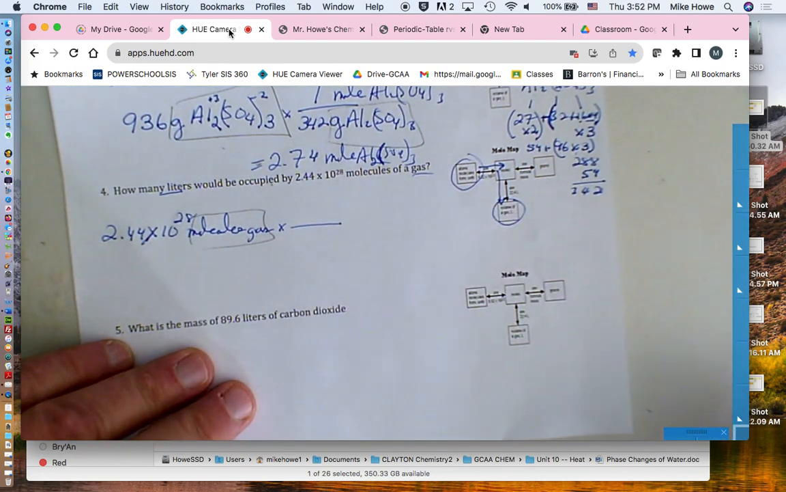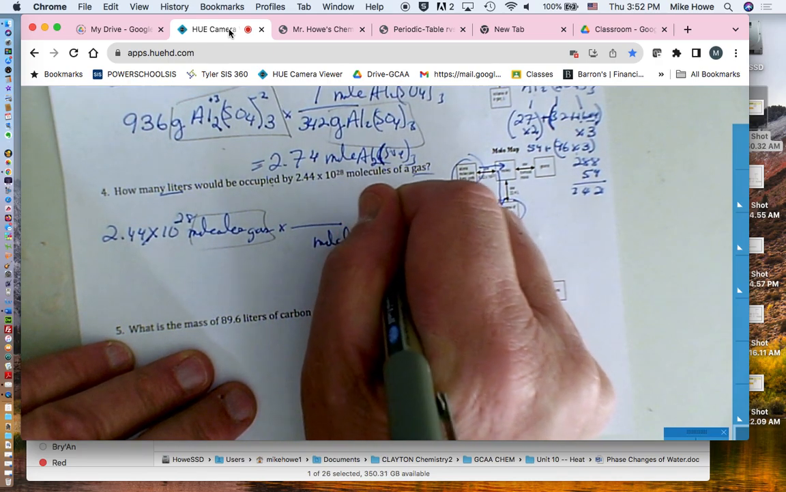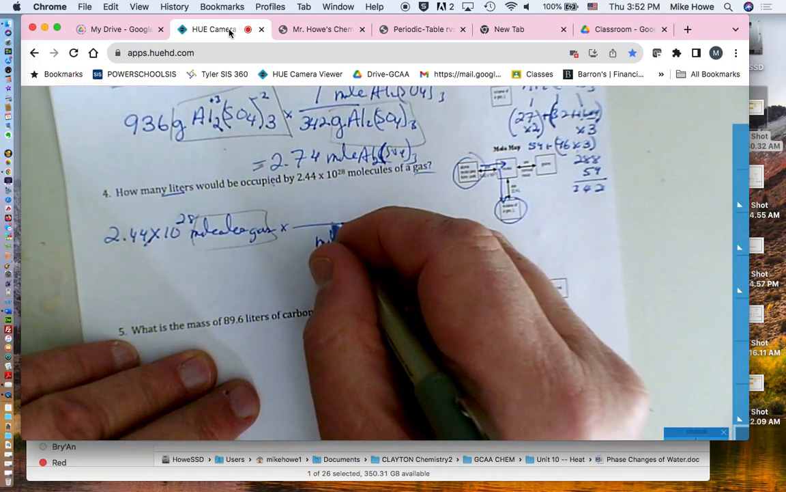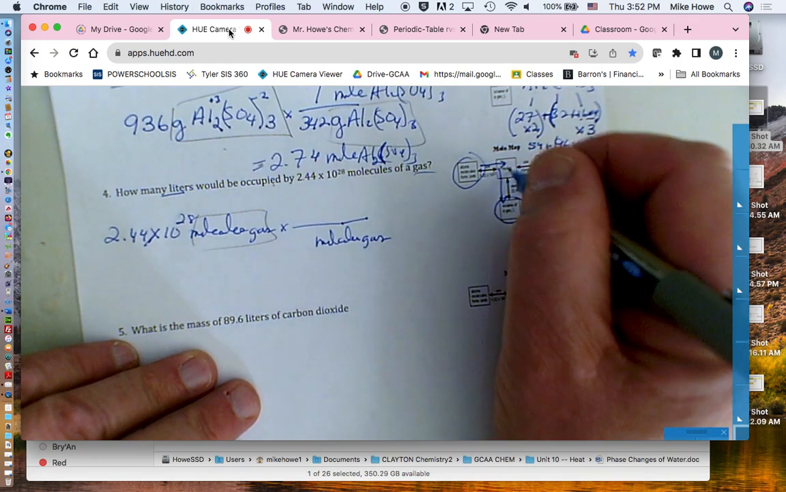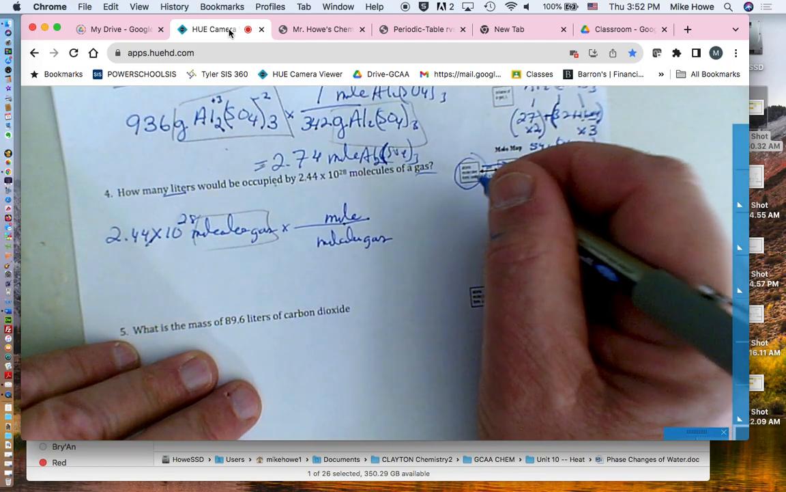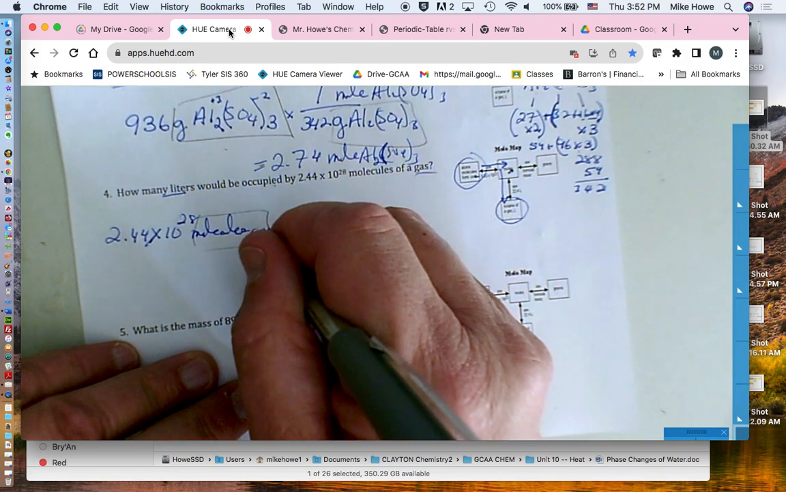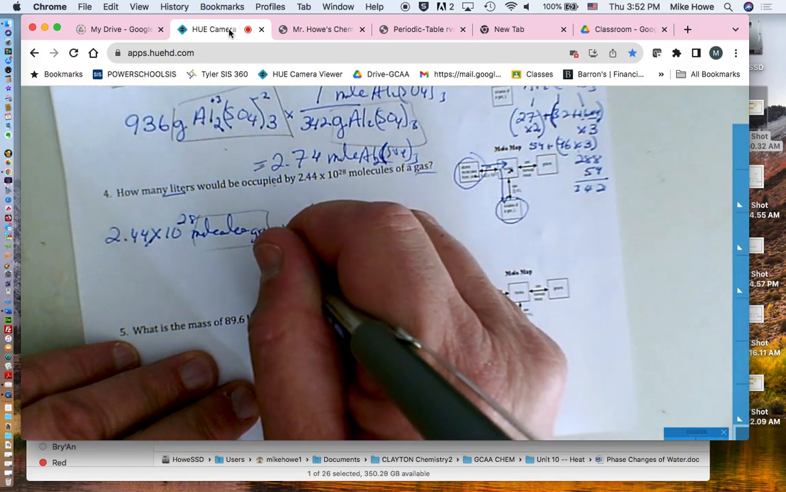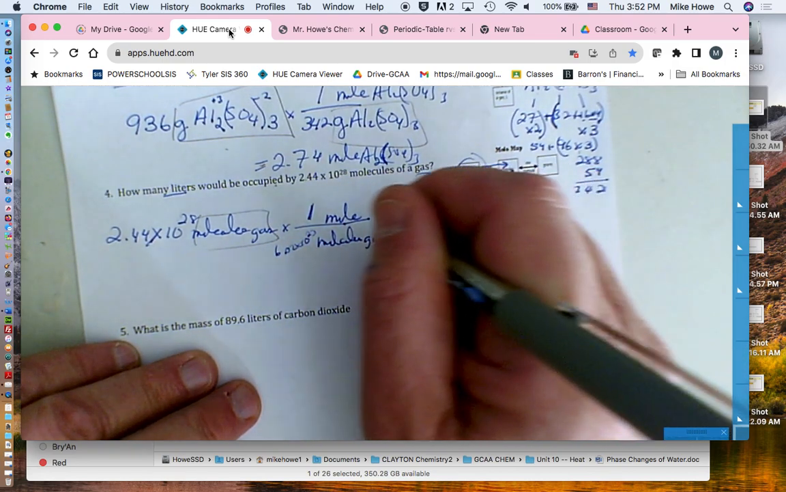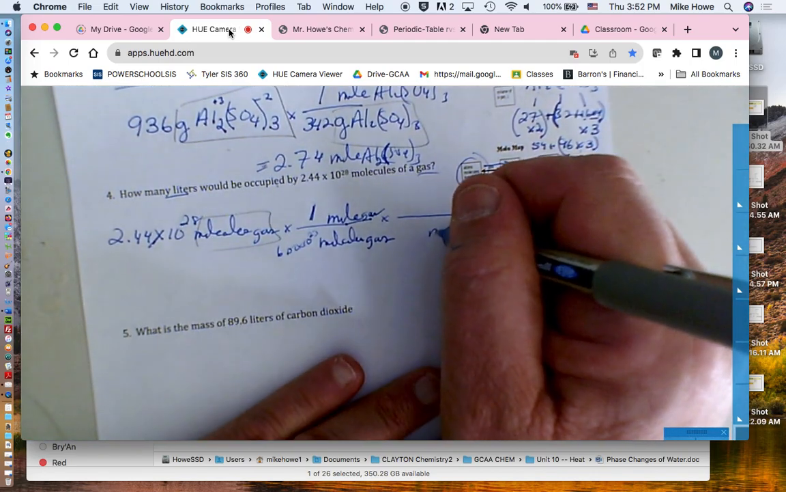All right, so on the bottom, whatever's here, except for the number, goes on the bottom, so we'll have molecules of gas. And on the top, you put what you're looking for. Now you could put liters here, but we're going to go through moles on the way to liters, so we're going to put moles up there, because that's the second step, from here to moles, and moles to liters. 1 goes to the moles, and the number of molecules that are in a mole is this number right here, 6.02 times 10 to the 23rd. That's moles of gas. All right, now you know that moles of gas go on the bottom.